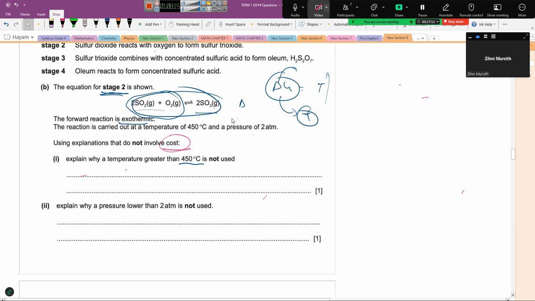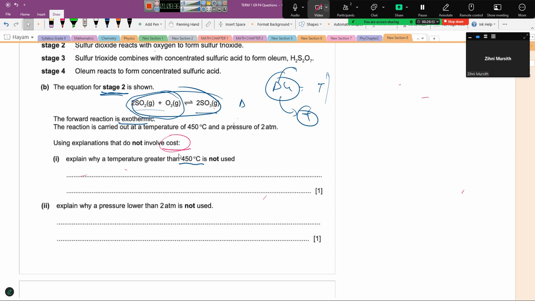You can write, no? According to Le Chatelier's principle, what can you tell? Since this is an exothermic reaction, increasing the temperature will shift the equilibrium backward. And now they might ask this question also: why do we need to use 450 degrees Celsius as the optimum temperature? Why can't we reduce it?